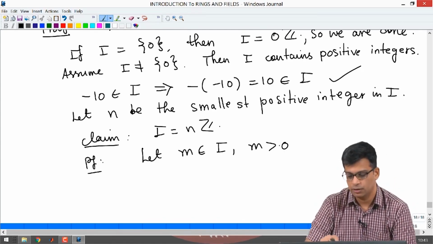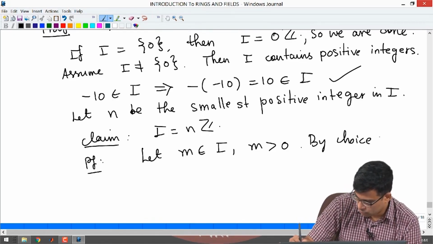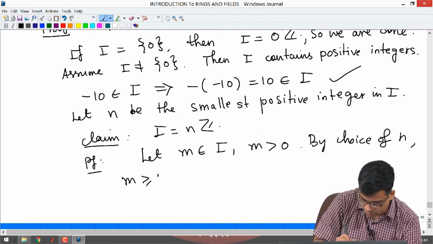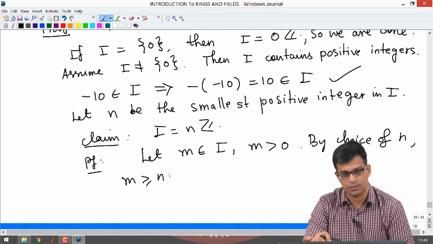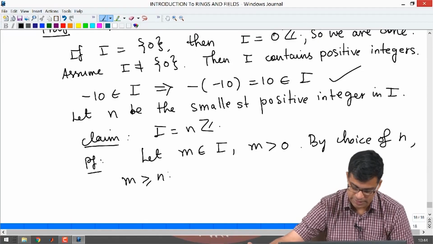Let m be in I, m positive. By the choice of n, m is greater than or equal to n, right, because m is positive, n is positive, and n was the smallest positive integer contained in I. So, m is at least n.